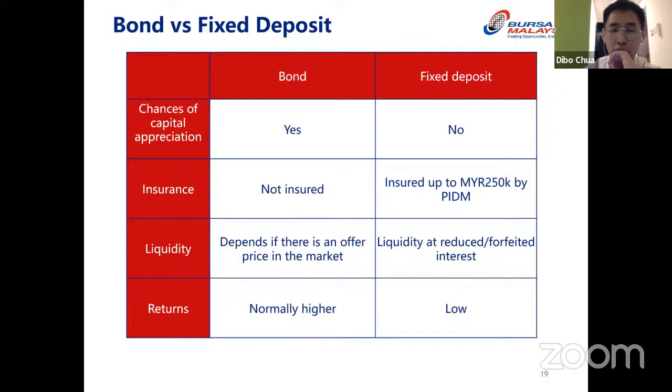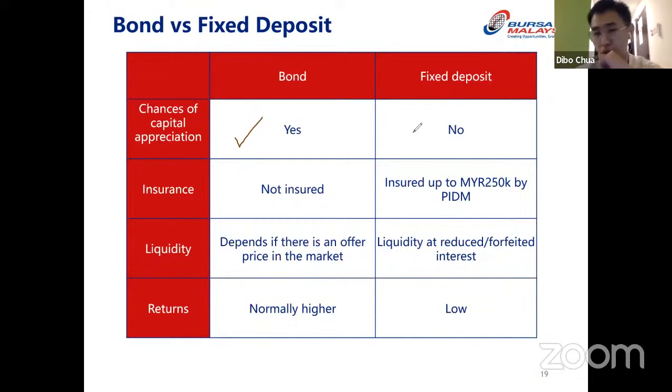Okay, so here I try to compare a little bit between bonds versus fixed deposits. Most of the time I would say bonds are definitely better because if you look into it, there are a lot of features that bonds have, but fixed deposits don't have. So the first thing is capital appreciation. Fixed deposits don't have this. FD always just gives you the interest every year. That's it. End of story.